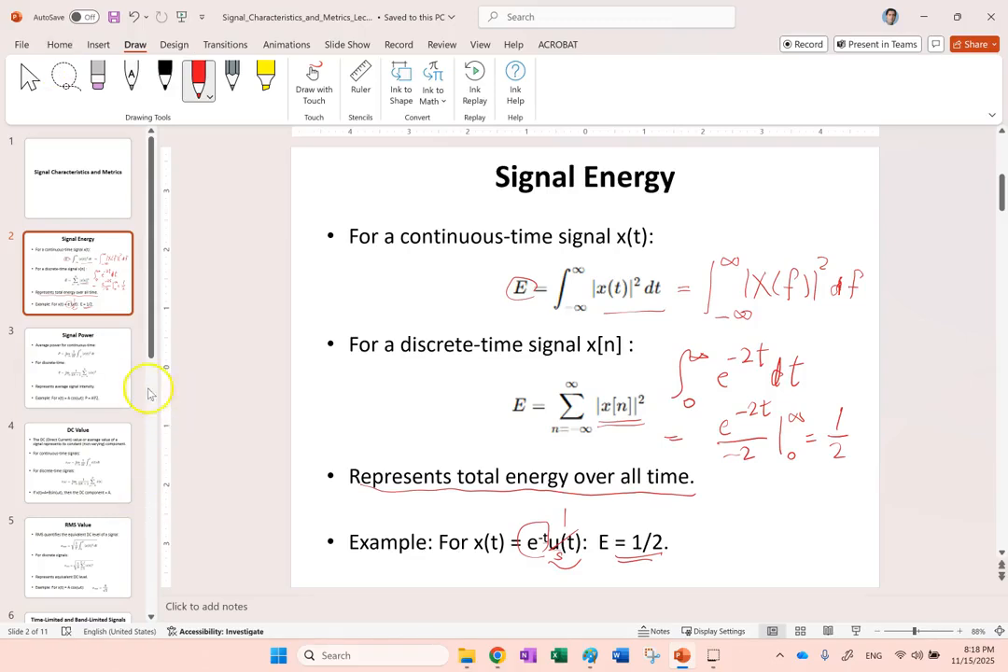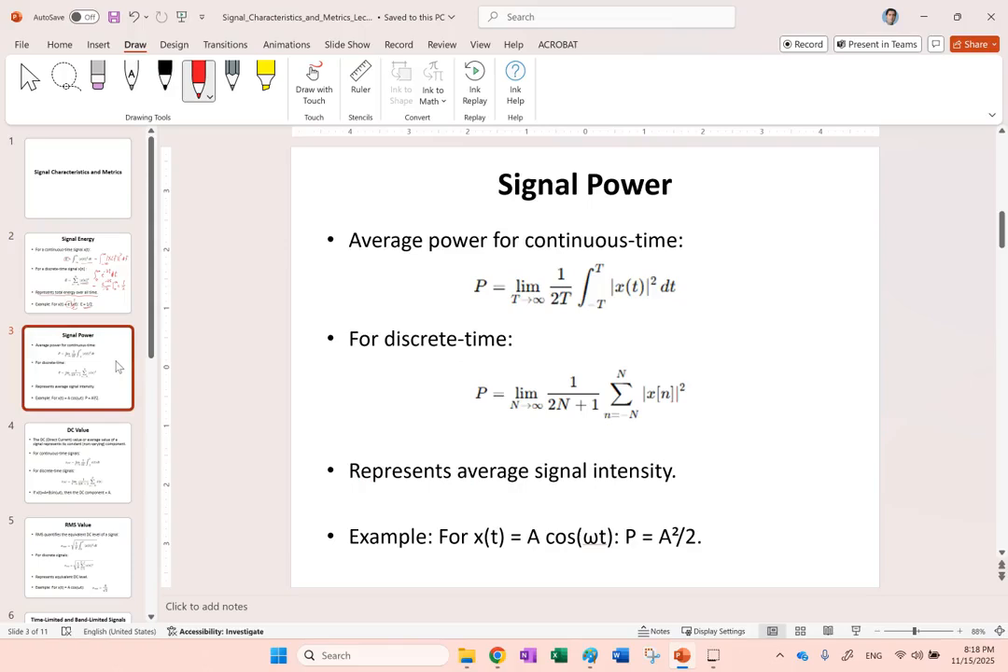The next thing we have is the power of the signal, which is the average energy per time, basically. So the average power for a continuous signal is defined as the energy of the signal over one full period divided by the period. So if the signal is periodic between negative T to T, you integrate it and divide it by that whole time and let this T go to infinity, so it involves the entire range of the signal. That is basically called the average power of a continuous signal.